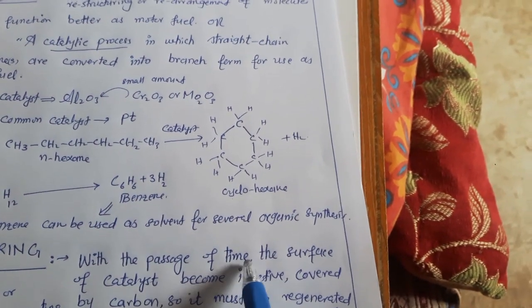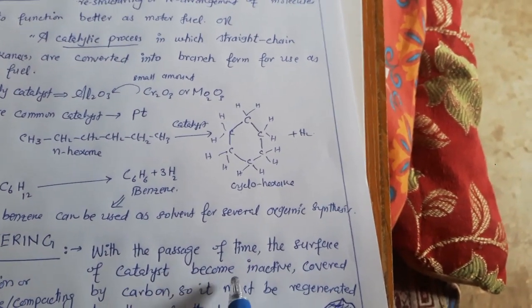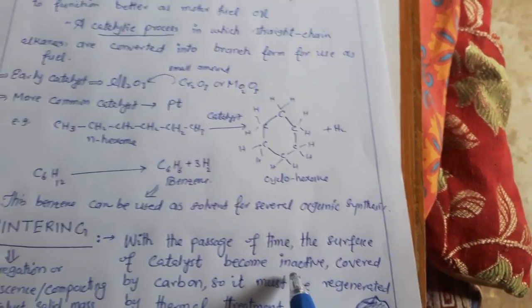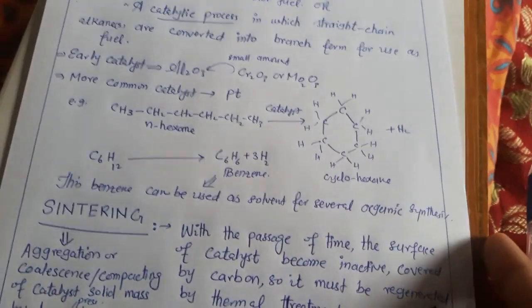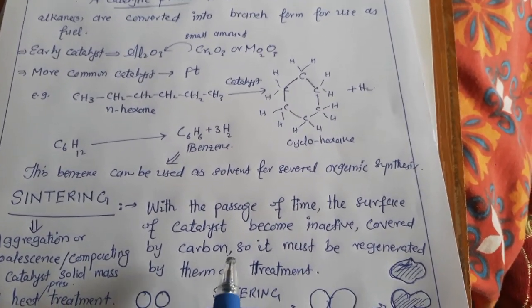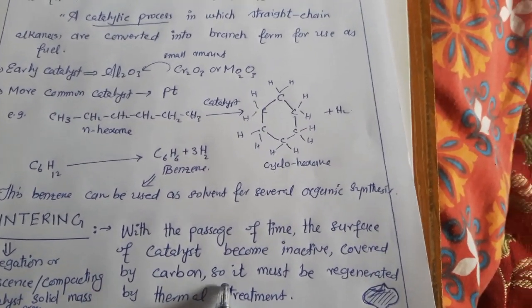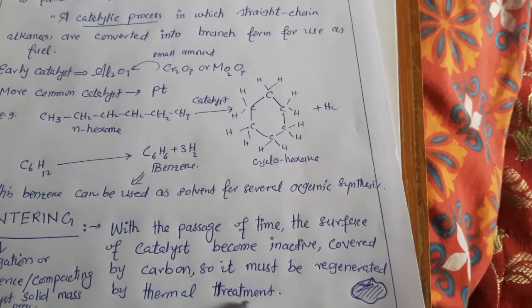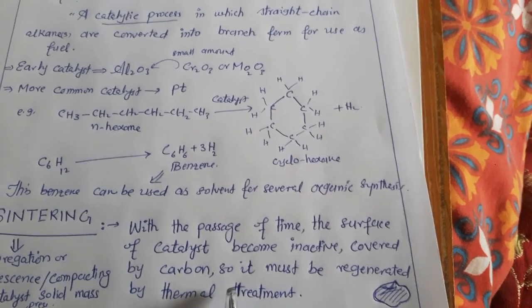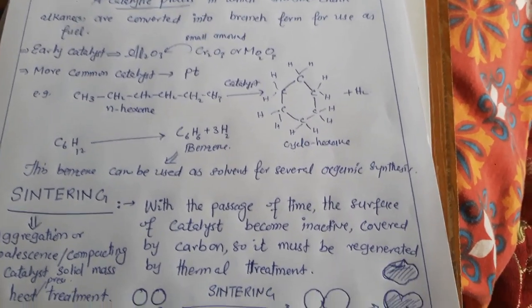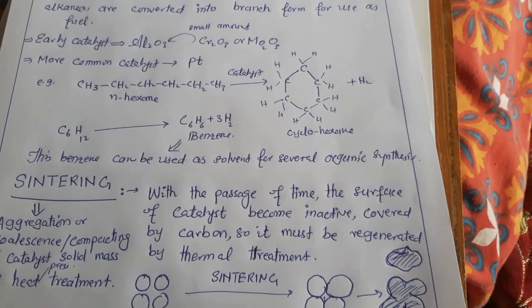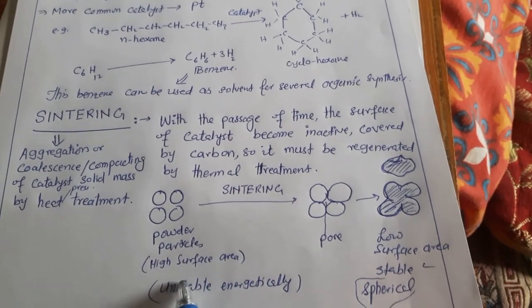With the passage of time, the surface of the catalyst becomes inactive. When we are using the catalyst, its surface becomes inactive with the passage of time because it is covered by carbon. So it must be regenerated by thermal treatment. When we are doing thermal treatment, for example, this is our inactive catalyst powder particle. This catalyst has the highest surface area.